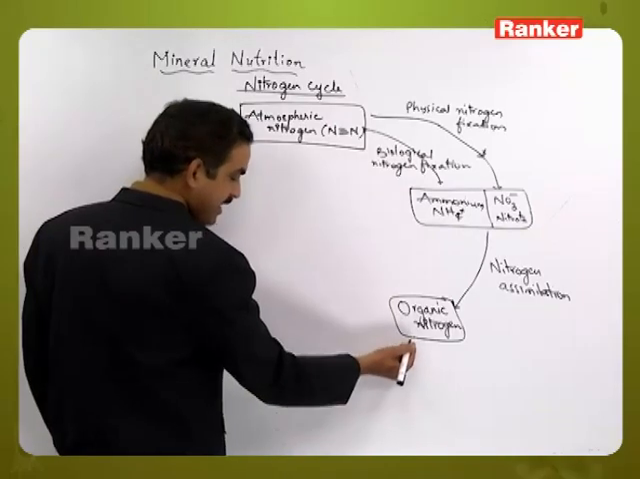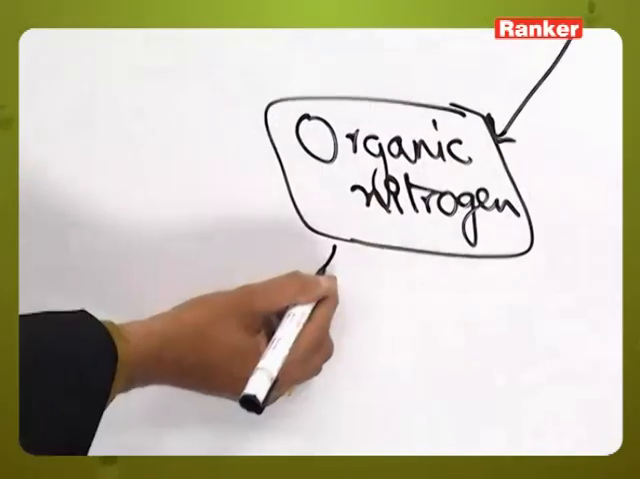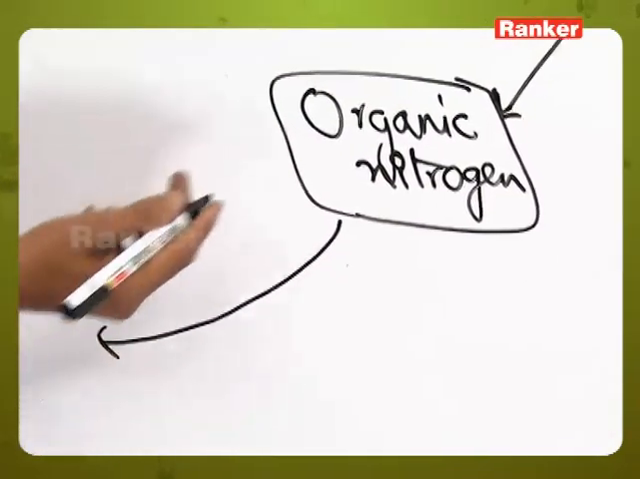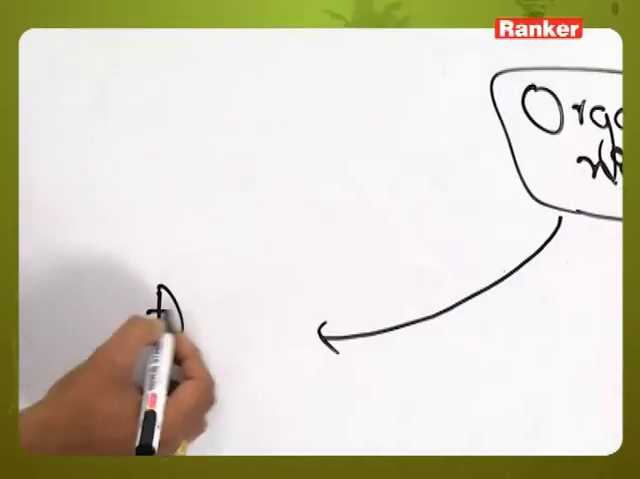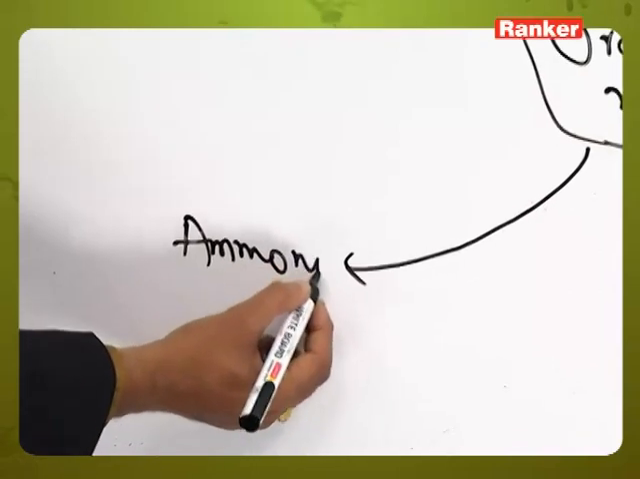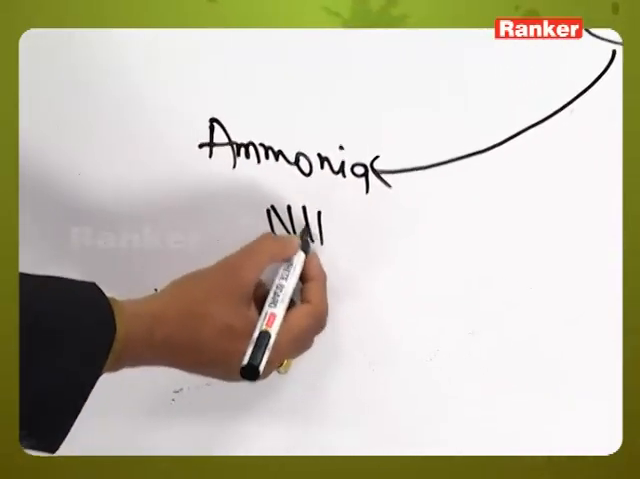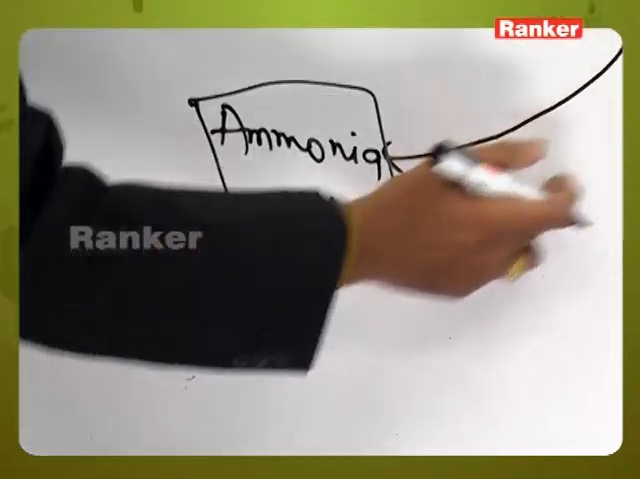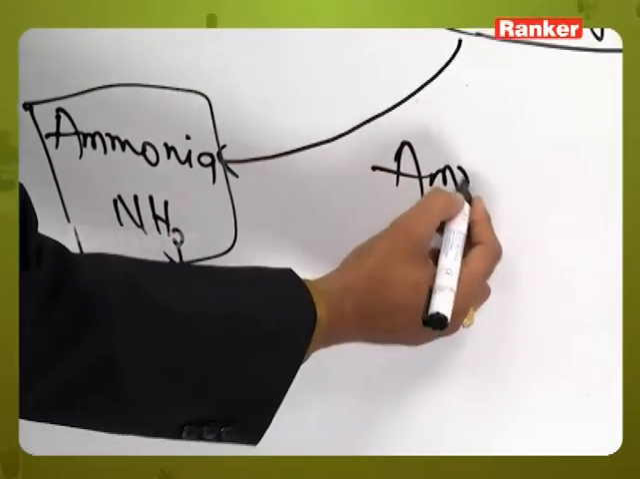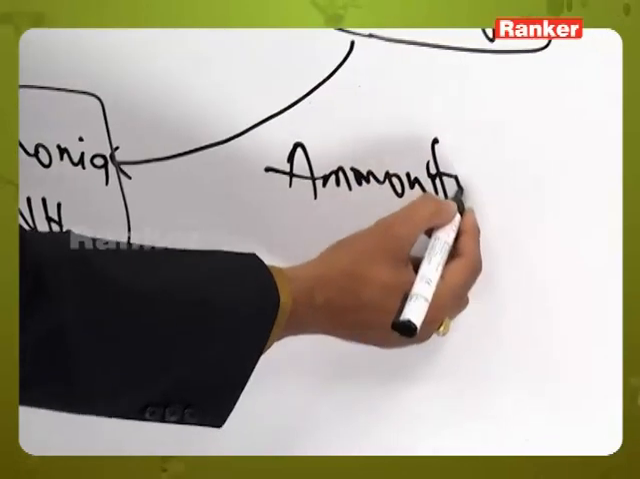And when the death of these plants or animals occurs, the organic nitrogen which is there will be converted into ammonium, and this process of conversion of the organic nitrogen into ammonia is called the ammonification process.